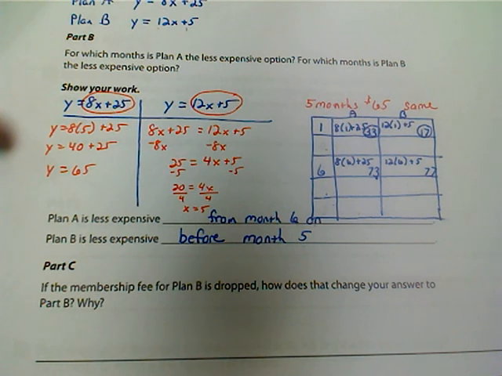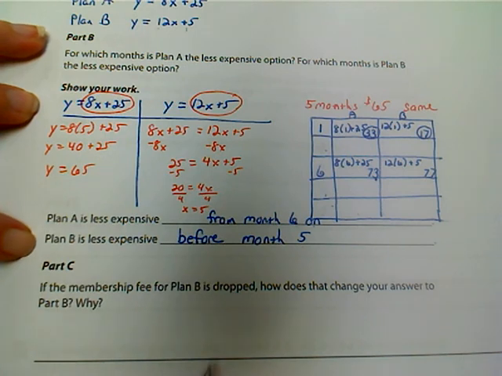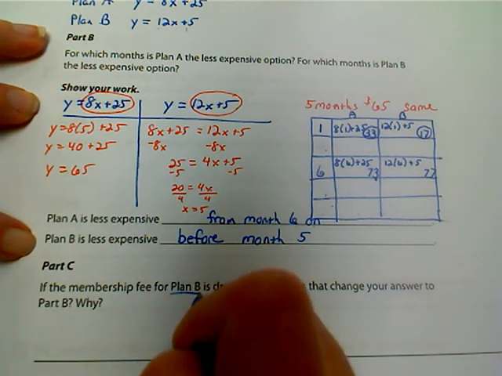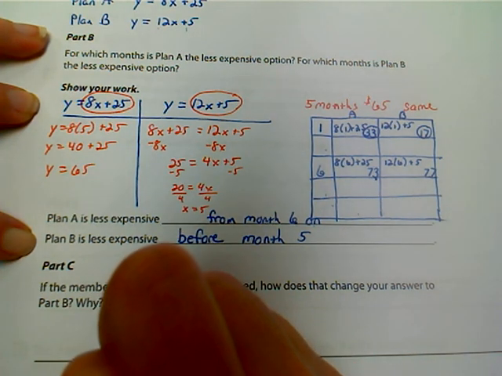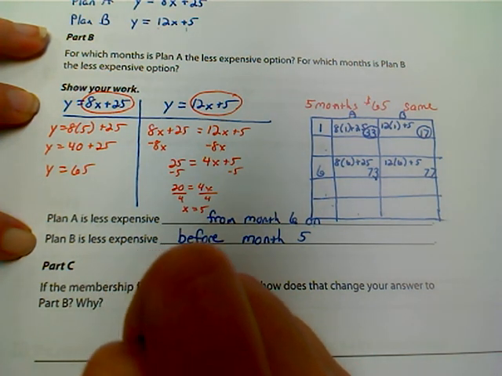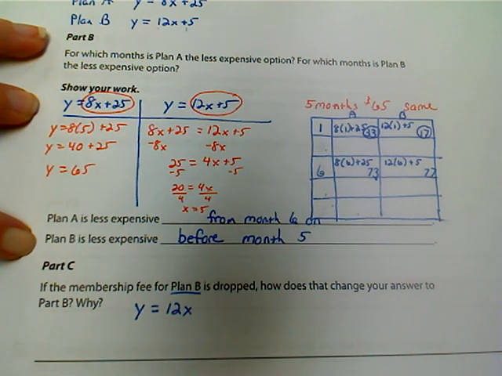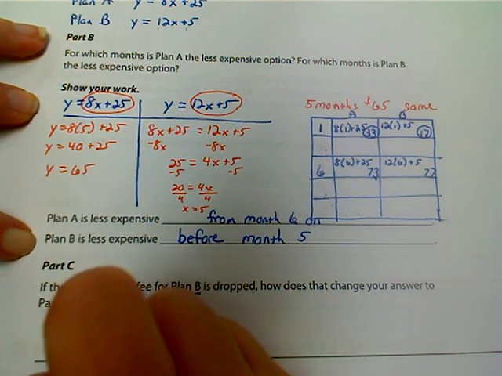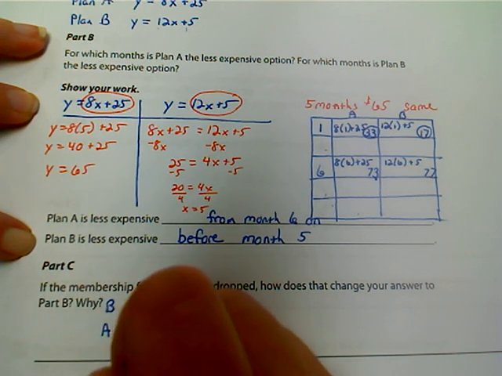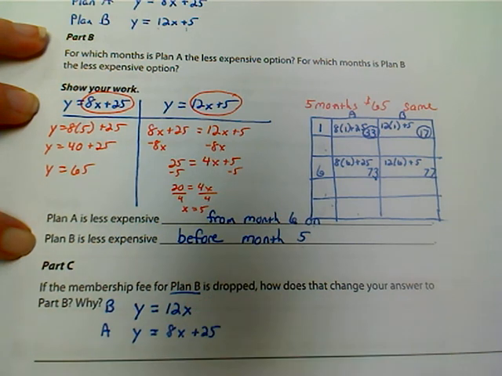Okay, no membership fee. How does this change your answer to Part B? Oh my goodness, what a challenge. So, if the membership fee for Plan B was dropped, I would have y equals 12x. I wouldn't have that $5. And this is Plan B. Plan A, I'm assuming, is not changing, and you have y equals 8x plus 25.